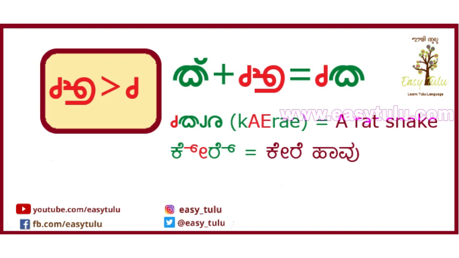This is the long A sound. Ka plus A makes Kaa. Example, Kaage. Kaage means a crow in Kannada. Let us see how it is written. First we have to write the long A symbol. Then write the letter Ka.